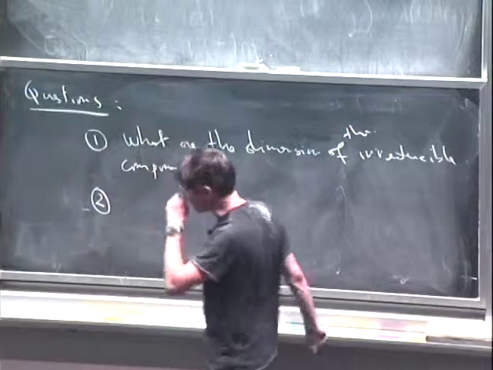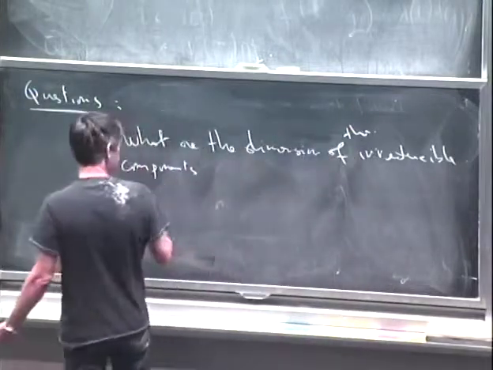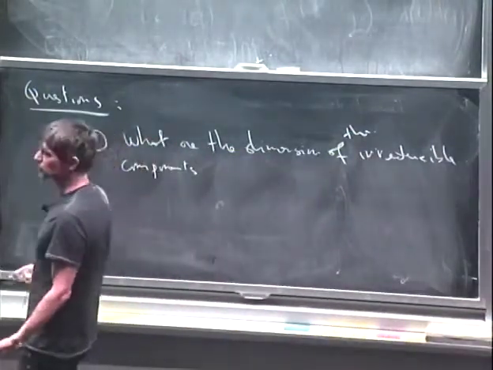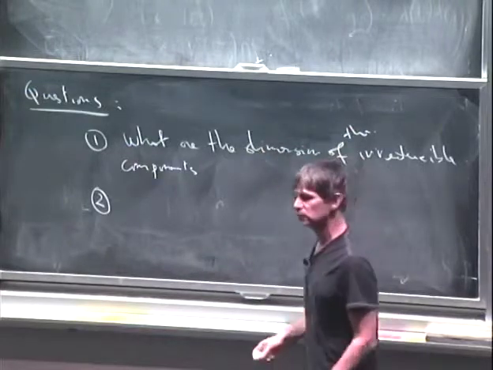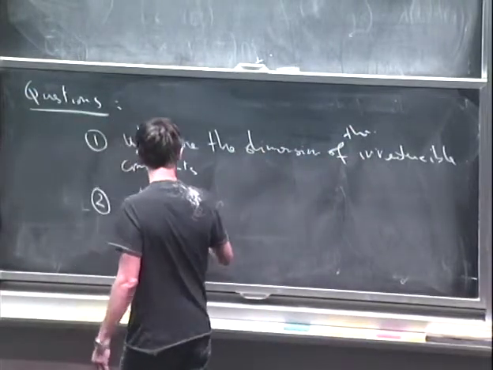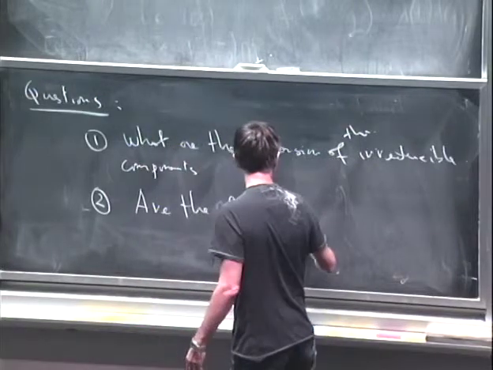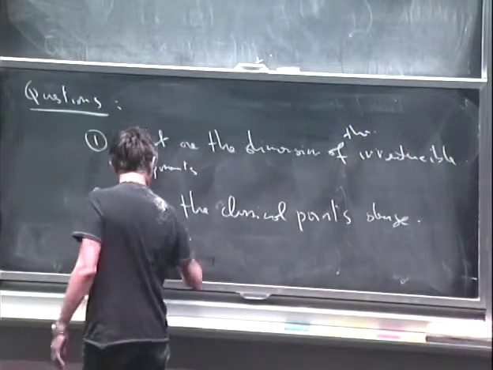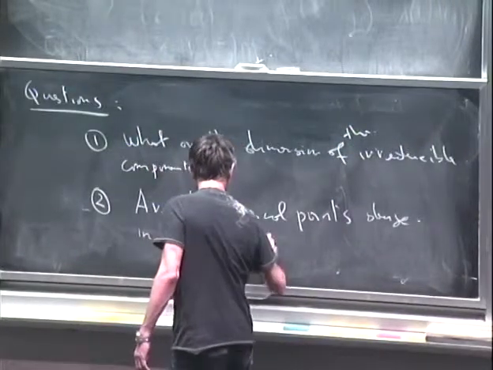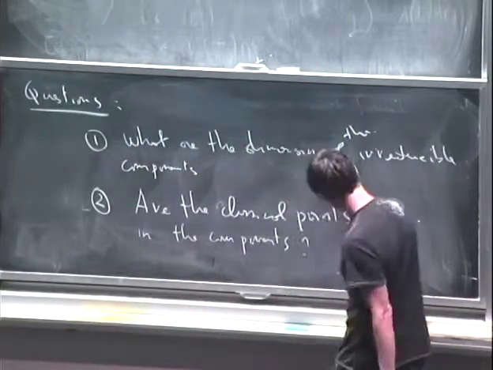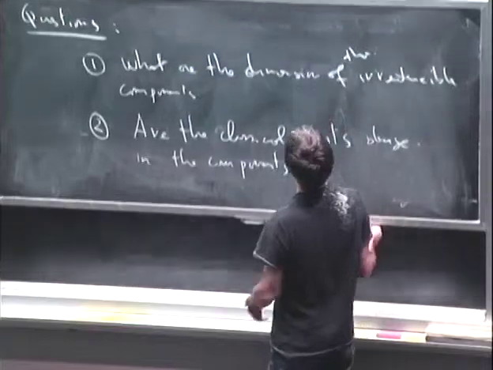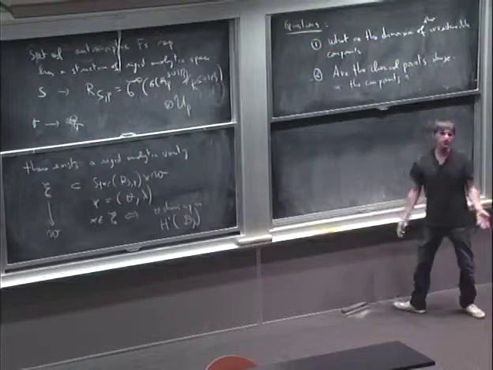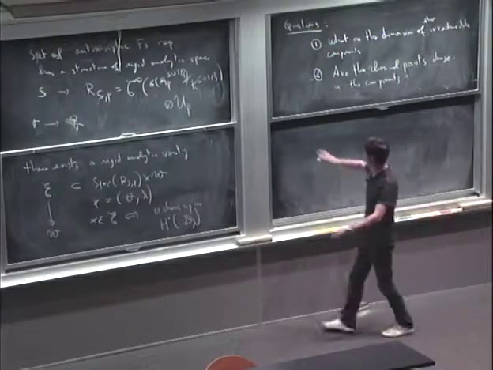So another question that one can ask is, in the case where the dimension is not maximal, which is the dimension of weight space, are the classical points dense in the components? As it is the case for GL2. So what is a classical point? Maybe I should mention that.